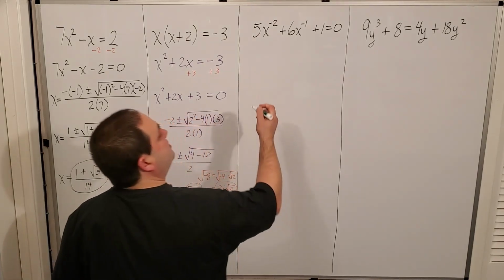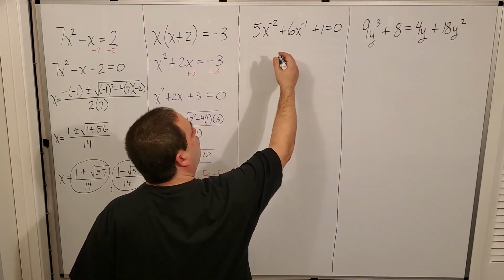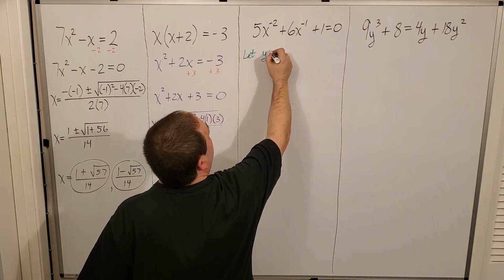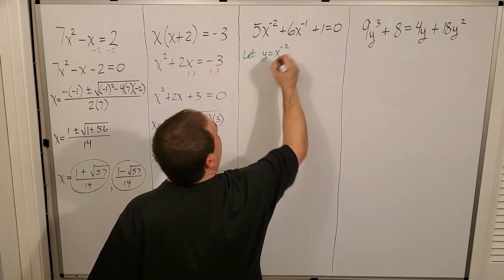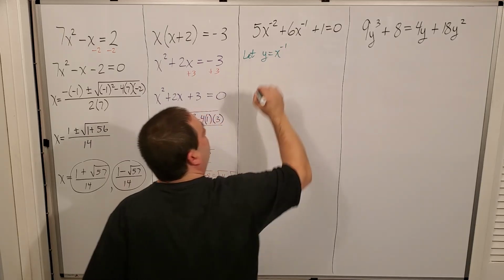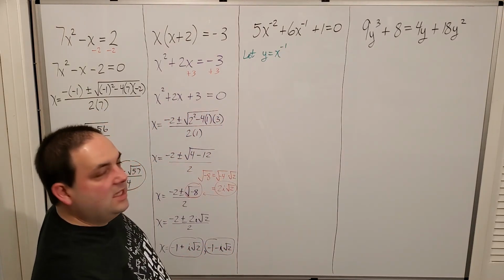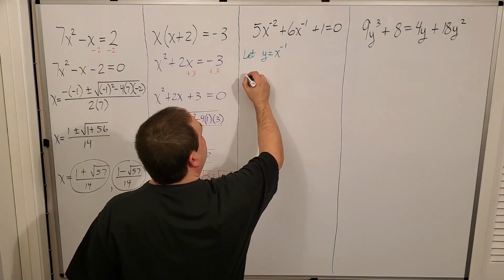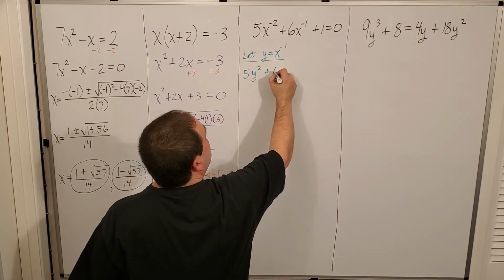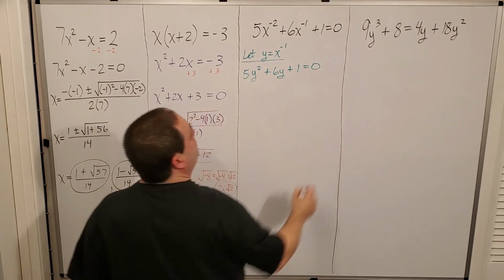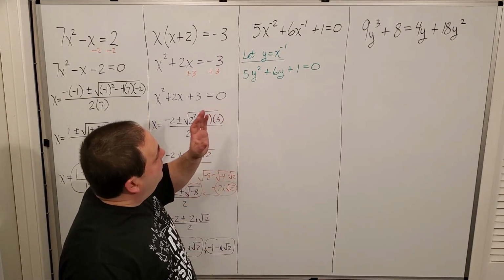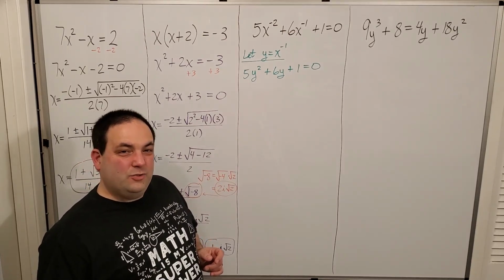So to look at this as a quadratic type, I do a small, temporary replacement. Let y equal x to the -2. I'm sorry, x to the -1. Almost messed that one up. If I let y equal x to the -1, then what I get is 5y squared plus 6y plus 1 is equal to 0, which is a full-on quadratic. And I'm going to try to solve it with factoring.